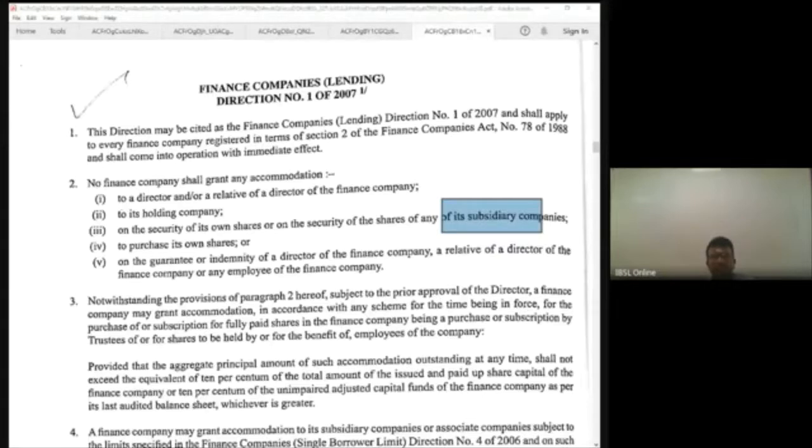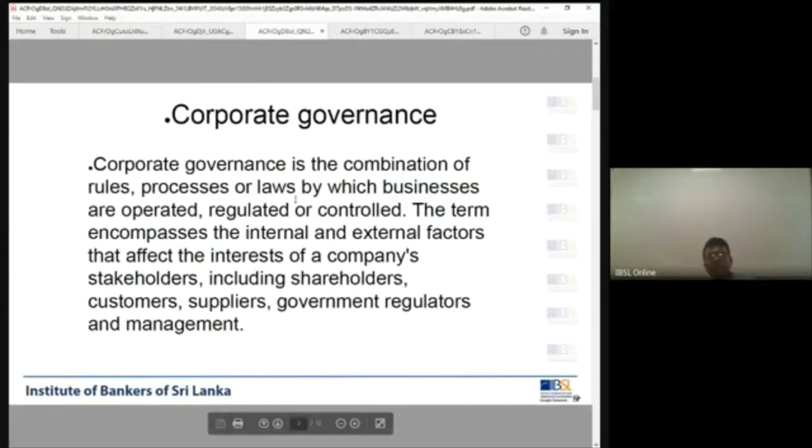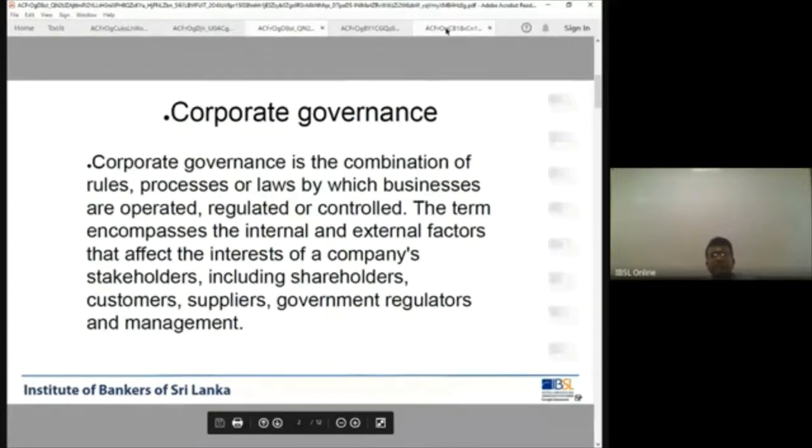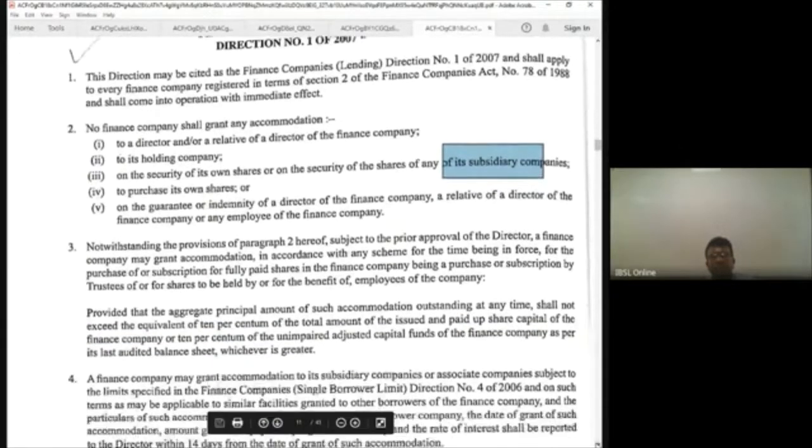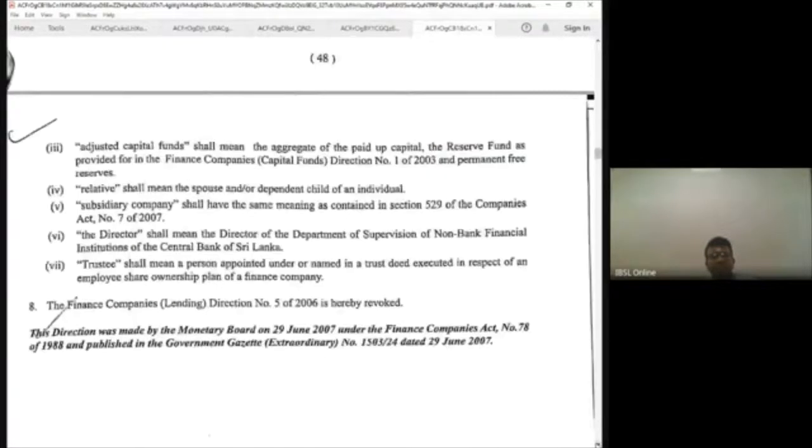Got it? Okay. Now, why are these directions there? If not, companies will unnecessarily increase their share value and declare rights. Okay, please read very carefully.